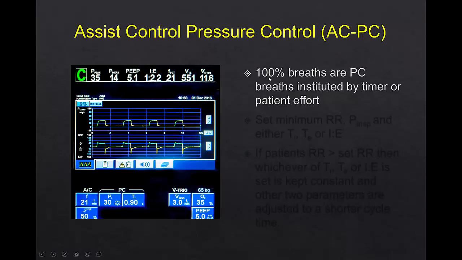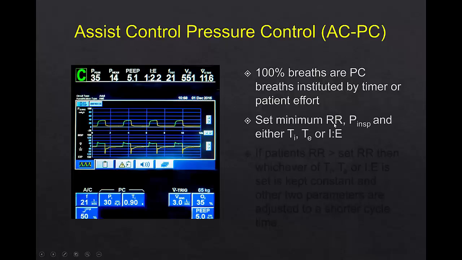So in assist control, pressure control, 100% of the breaths are pressure control breaths that are instituted either by a timer or by patient's effort. We set the minimum rate and the pressure, as I mentioned, and we pick inspiratory time or expiratory time or I:E. In this case, we picked inspiratory time of 0.9 to give us an expiratory time of 2.1, but had we chosen an expiratory time of 2.1, we would have had an inspiratory time of around 0.9, and we could have also picked a 1 to 2 ratio, which would have frozen both of these.